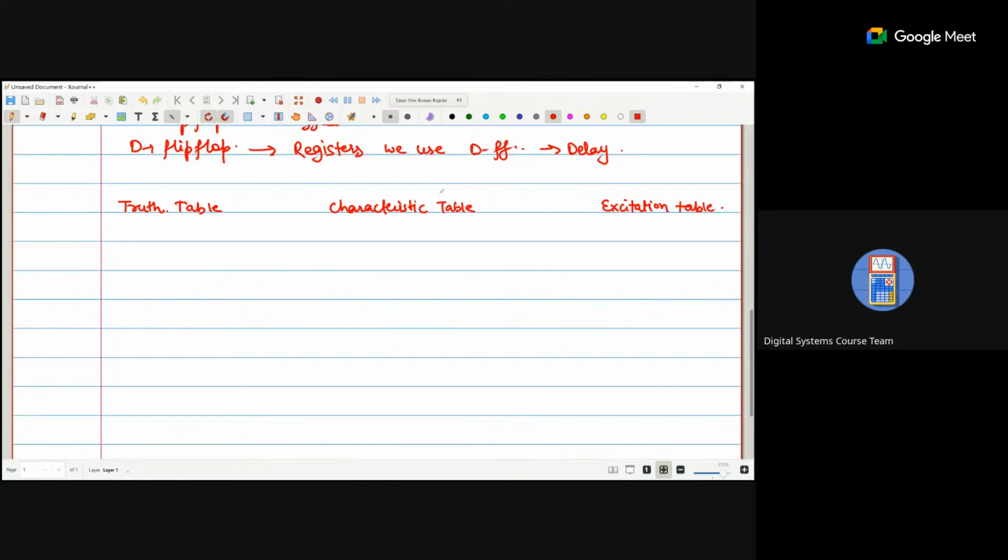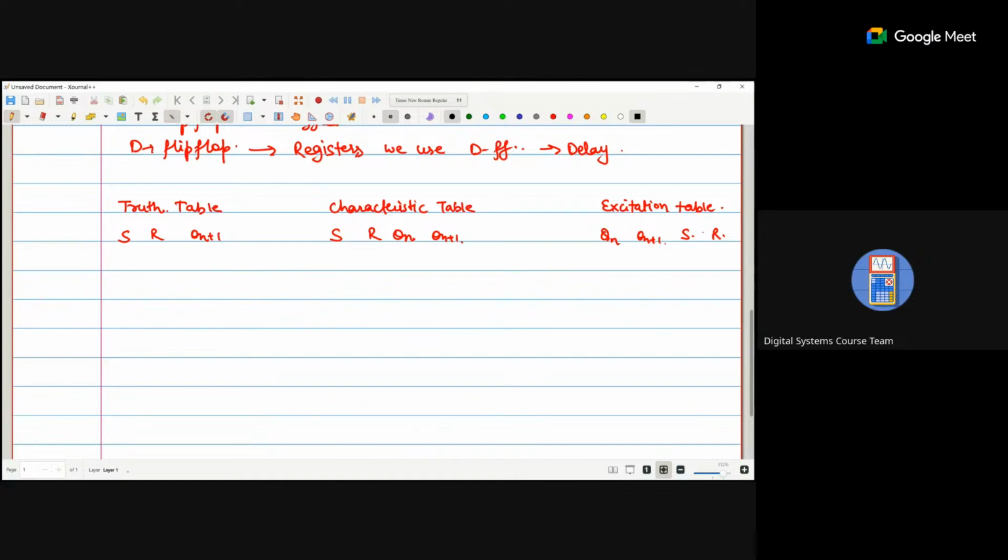In the truth table, we only consider the terminals S and R, and with respect to them we get the output. In the characteristics table, we consider Qn also as an input. It is not exactly an input, but Qn plus 1 is dependent on Qn, so that's why we consider Qn as an input. And Qn plus 1 is the output. The excitation table is drawn with Qn and Qn plus 1 as the input, and with respect to this, we get the S and R conditions as the output.